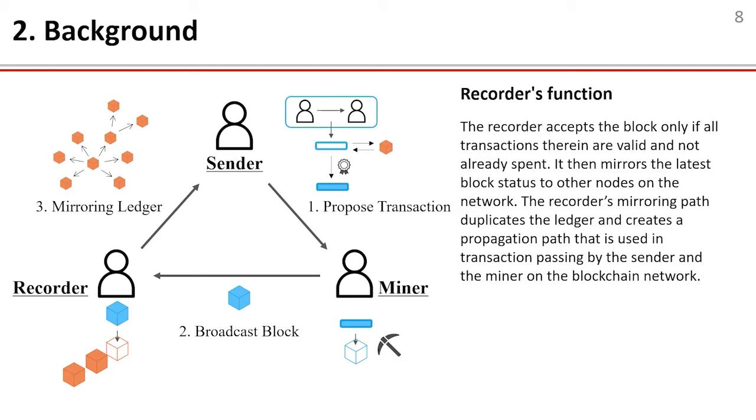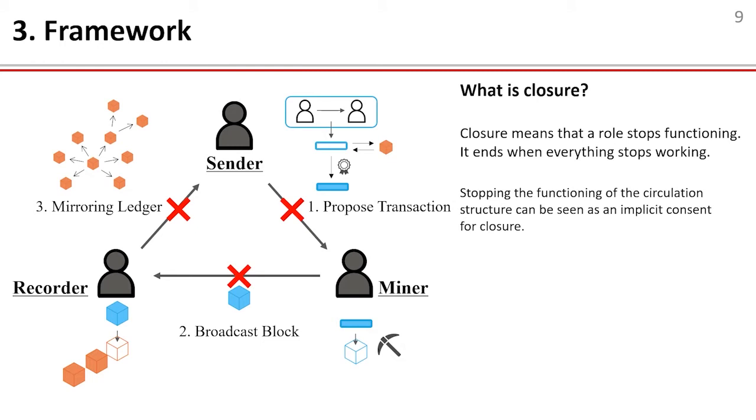The recorder's mirroring path duplicates the ledger and creates a propagation path that is used in transaction passing by the sender and miner on the blockchain network. This cyclical structure works to keep the network updated and the service going. In other words, closure means that the law ceases to function. It ends when everything ceases to function. The framework proposed in this research uses the event that occurs in the cycle when each law ceases to function as a rule for closure. Stopping the function of the cyclical structure is implicit consent to closure.